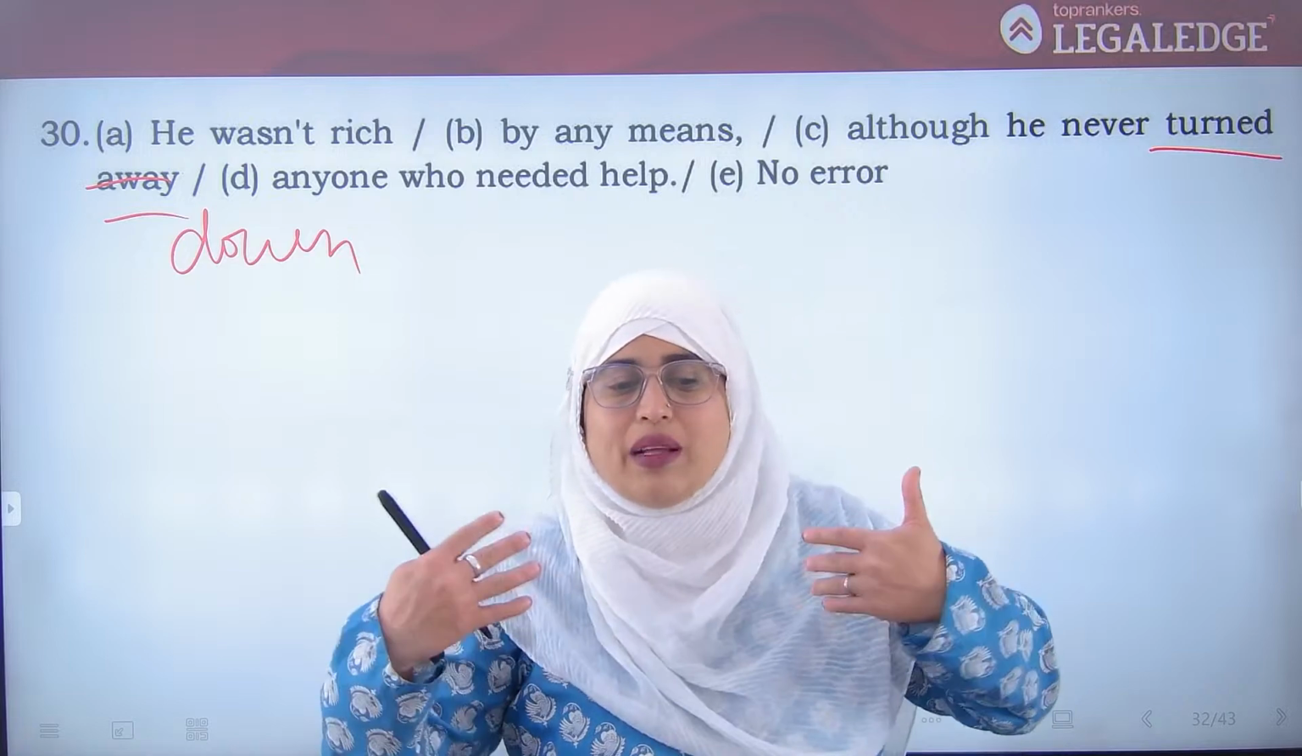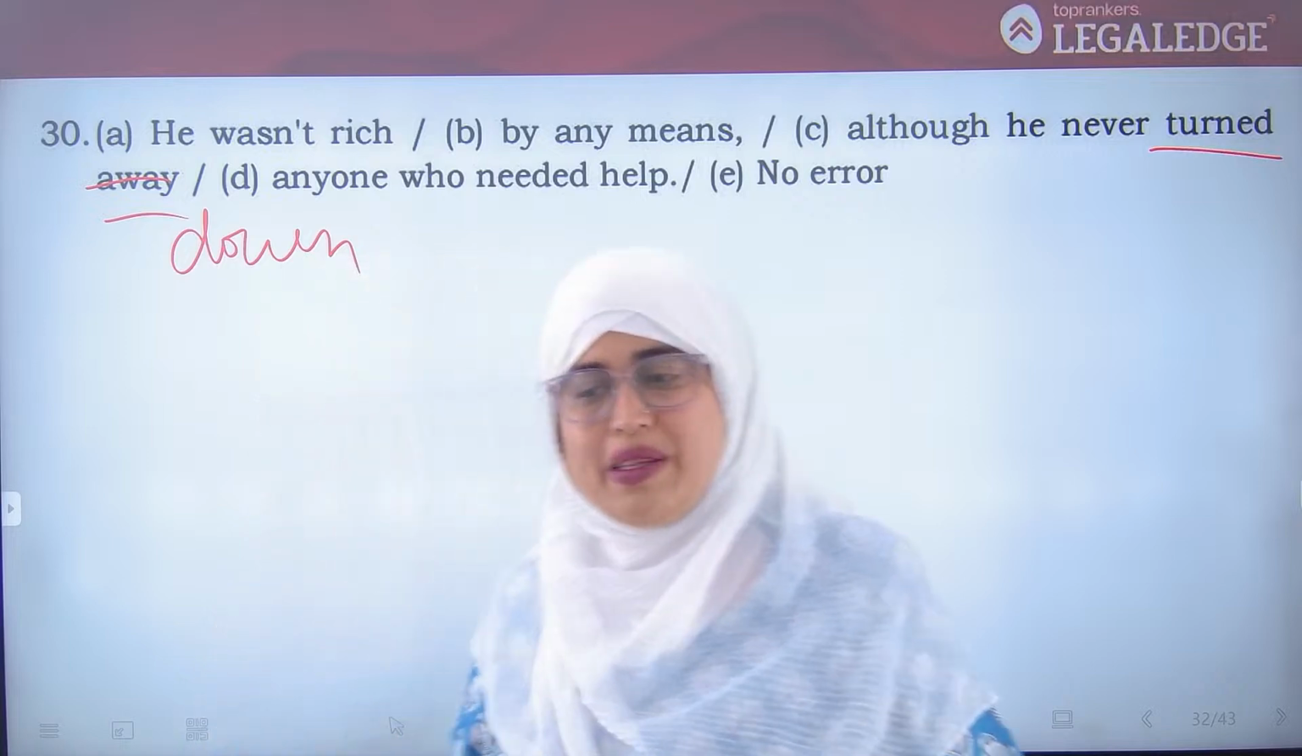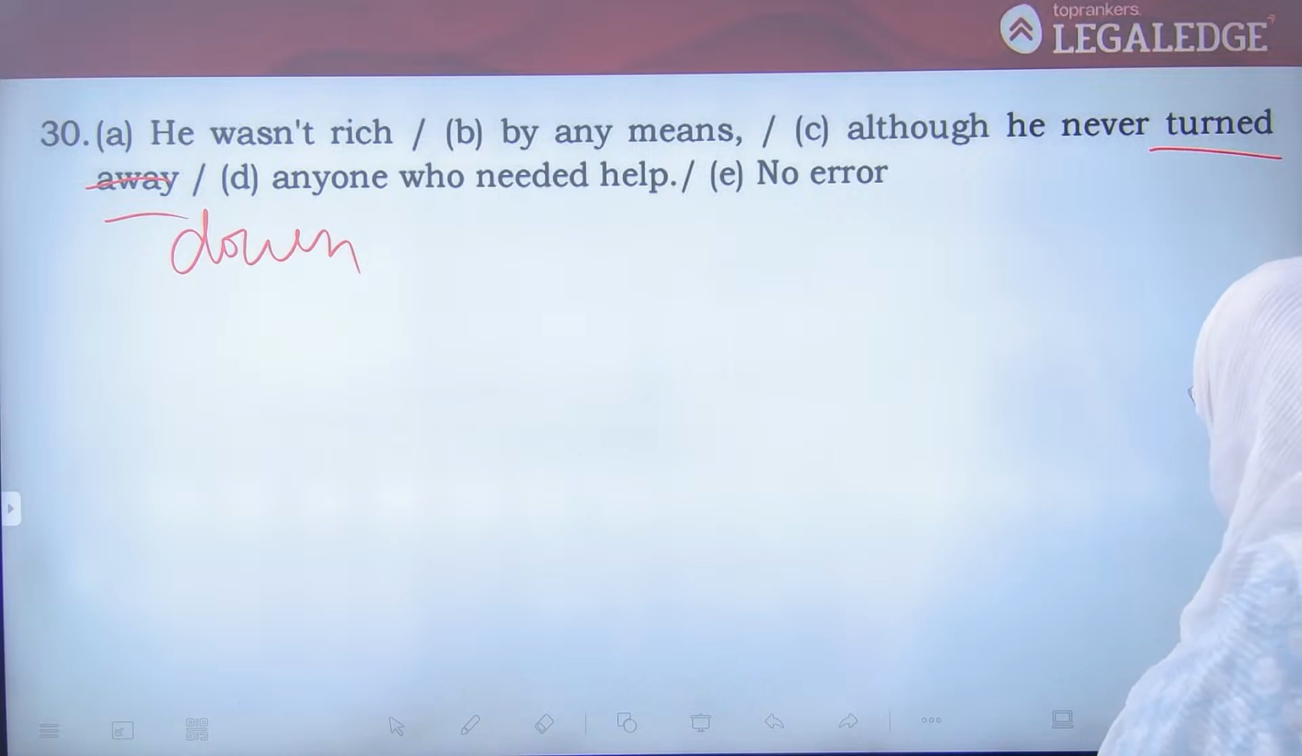Okay, turn away का मतलब हो जाए दूर जाओ. तो रिक्वेस्ट को थोड़ी ना अपन दूर जाने का बोल सकते हैं. We simply decline them, turn down. Again, prepositional error.